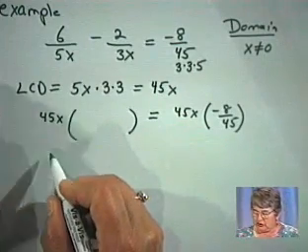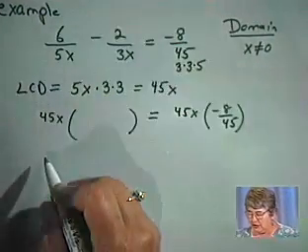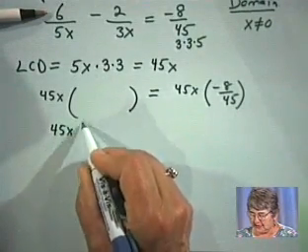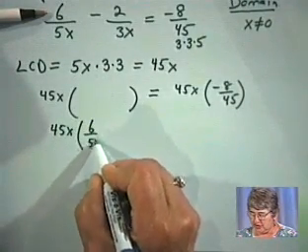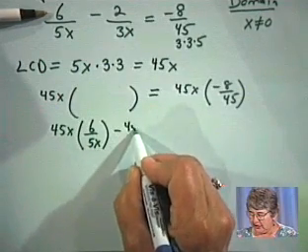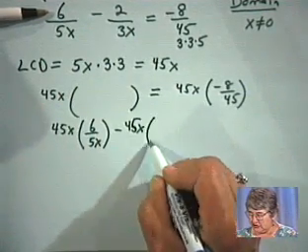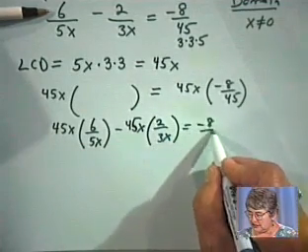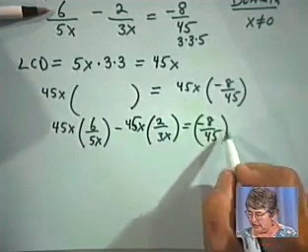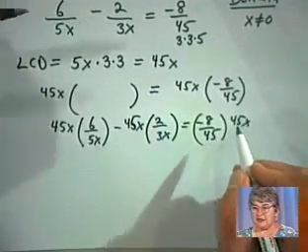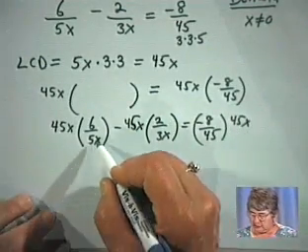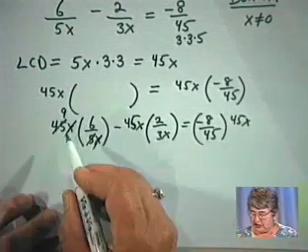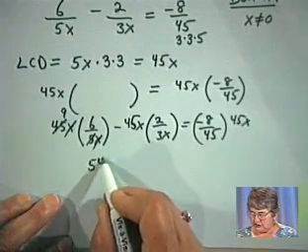Now then, we're going to use the distributive property for the equation right here. So we'll have 45x times the first term, 6 over 5x, minus 45x over 3x, and that equals the right-hand side, which is minus 8/45, and we're multiplying that by 45x. But at this point, all the denominators disappear. 5 goes into 45 9 times. The x's disappear. So we have 9 times 6, which is 54.